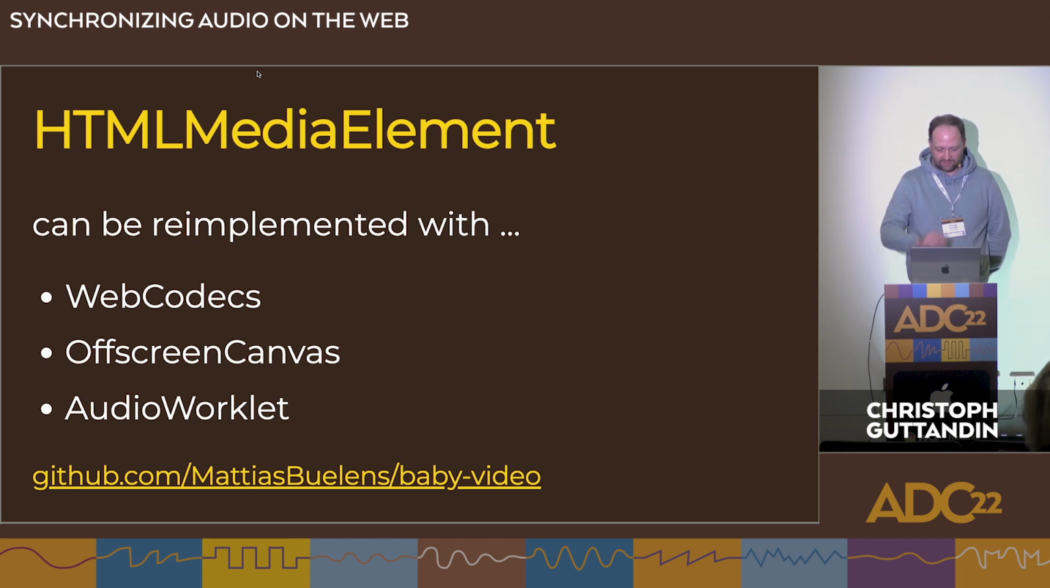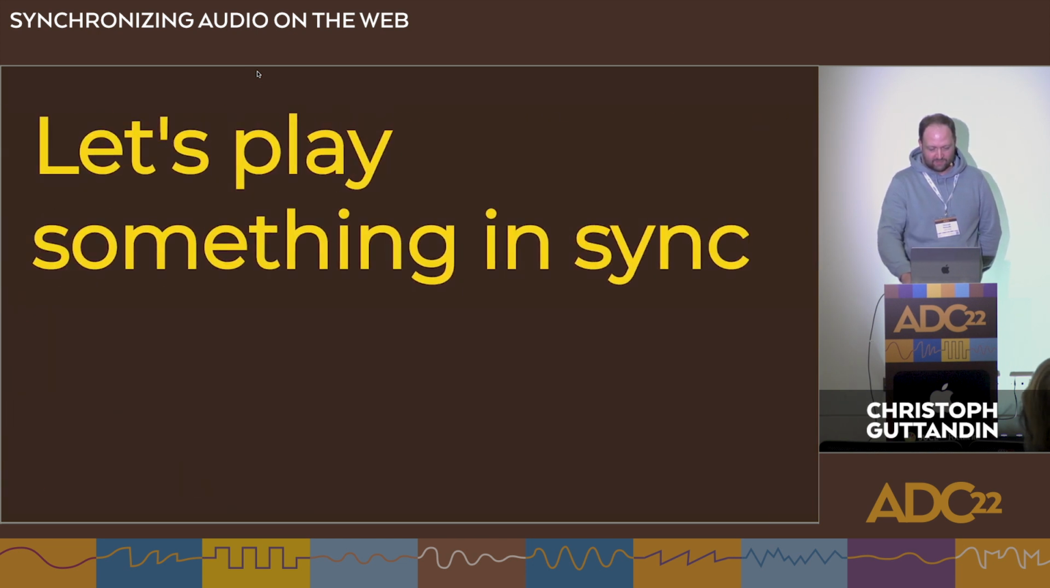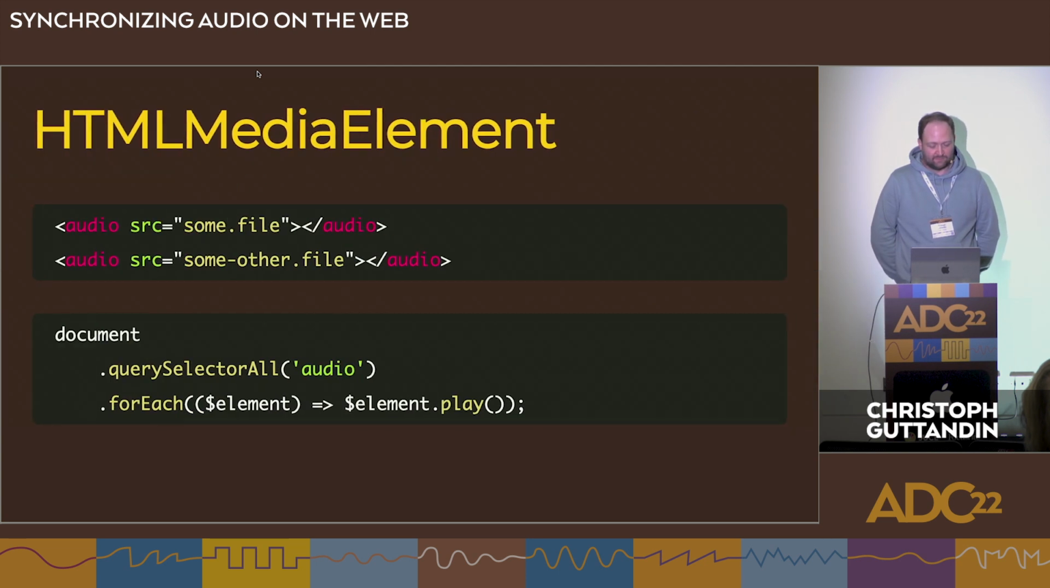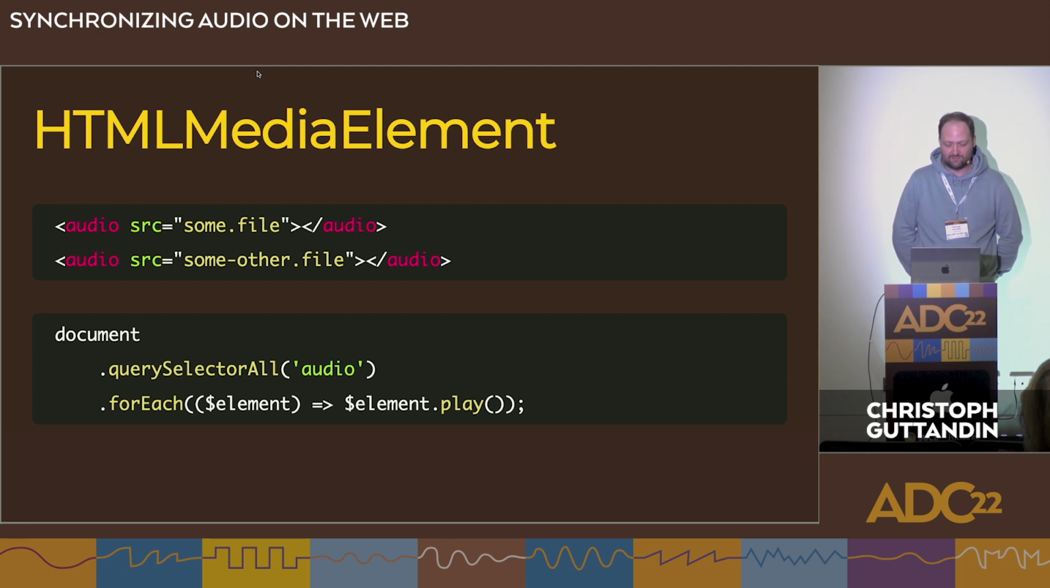All right, now let's talk about how you would synchronize something. The media element is the most basic thing in the browser, which most people know, and it has a declarative API that you can see on the top. It's a DOM node called audio, and you just give it a source file, and then you can call play on it. And what I did here, I just used query selector all to get all the audio elements, and then I loop through them and just call play.